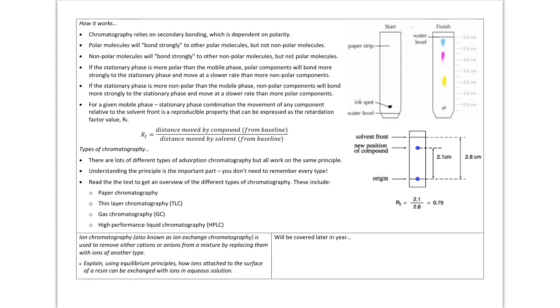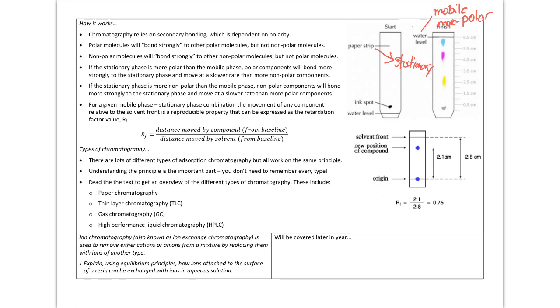So if we look at the experiment that we did in the lab, let's assume water here is our mobile phase, and that is a polar solvent. So we'll regard that as the, if you like, more polar part. And that means that our paper strip here is our stationary phase.